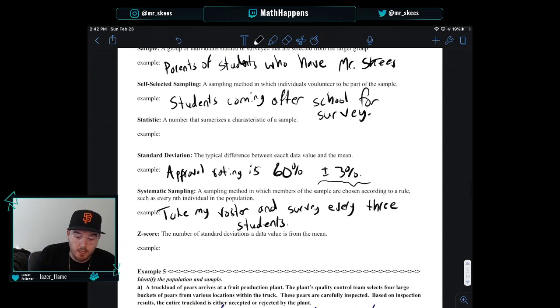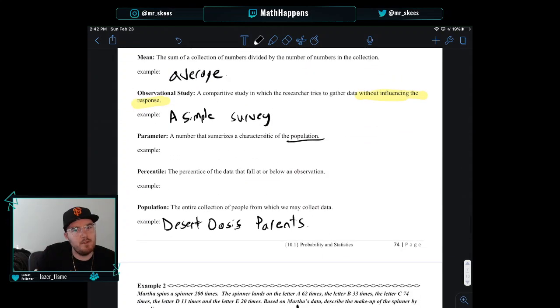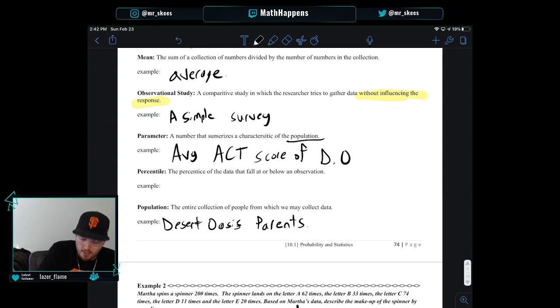Let's switch gears and talk about ACT scores. There might be a number that talks about my classes, which you guys are a part of, like the average ACT score of my class. But then there's a number that's talking about DO in general, and that'd be the parameter, the average ACT score of DO. One number is talking about the population and one number is talking about the sample.